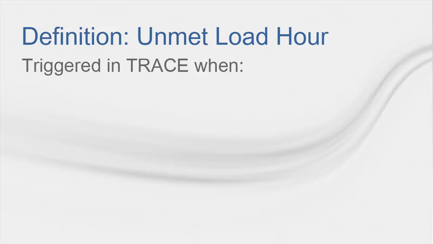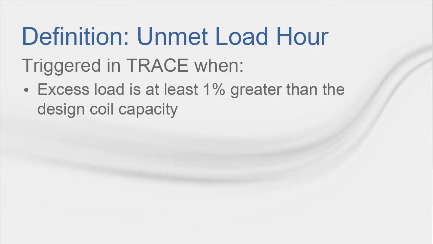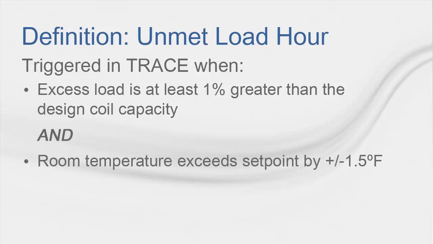Unmet load hours can occur for a wide variety of reasons and are triggered in TRACE when there is an excess load on the coil that is at least 1% greater than the design coil capacity, and at least one room attached to that coil is plus or minus 1.5 degrees of the thermostat set point for that hour.